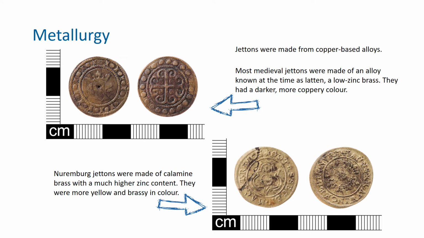However, things changed when newly discovered copper began infiltrating the market from Austro-Hungary in the 15th century. This was transported by the Fuggers of Augsburg to Antwerp, and one of its stopping off points was in Nuremberg, where a factory was established in 1486. At Nuremberg, jettons began to be made in calamine brass, that is, with a far higher zinc content compared to the preceding latten jettons. Compare the two examples pictured here, a browner, more coppery medieval latten jeton, and a more yellowy, brassy post-medieval jeton struck at Nuremberg.